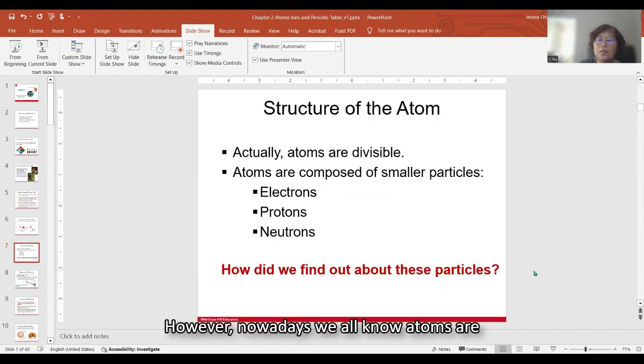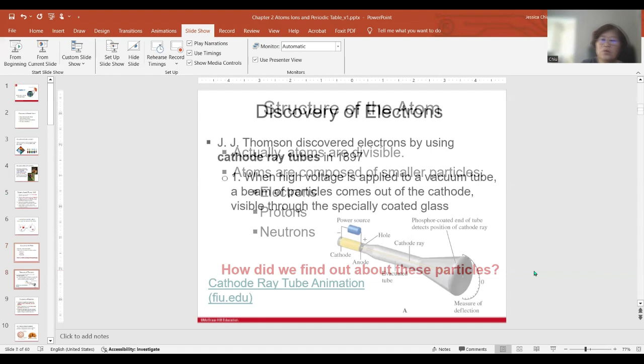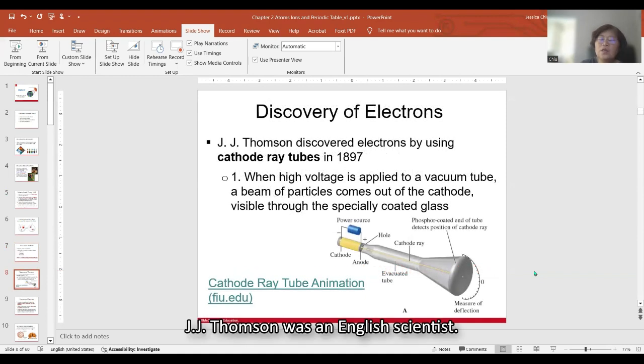However, nowadays we all know atoms are not the smallest particles. They are divisible and are made of smaller particles, including electrons, protons, and neutrons. But how were these smaller particles discovered? Thomson was an English scientist.